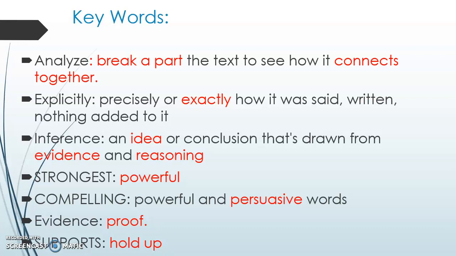Explicitly, precisely, exactly. What is the text saying exactly? What is it saying word for word? Do not add anything to it. Do not take anything away from it. Inferences. So, inferences are ideas or conclusions that we draw using evidence from the text, reasoning, which is our own knowledge. Strongest, we're talking about the most powerful piece of evidence.